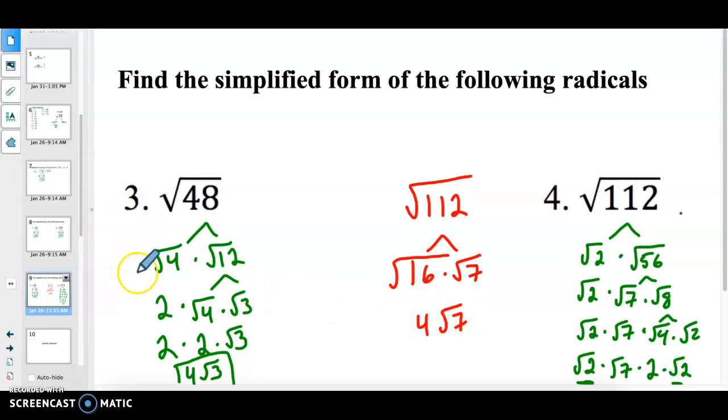So why don't you guys try the practice problems? You're going to try to simplify your radicals as far as you can so that you're left with just a number and then a number inside the square root that has no perfect squares inside of it.